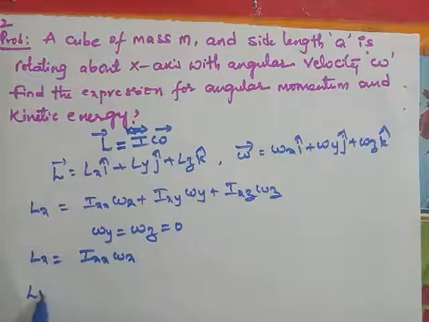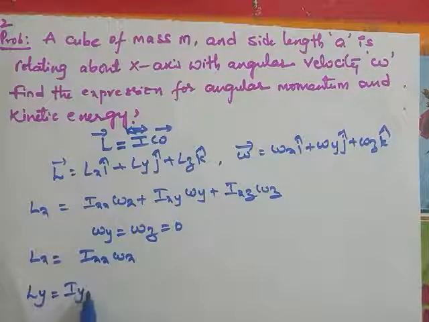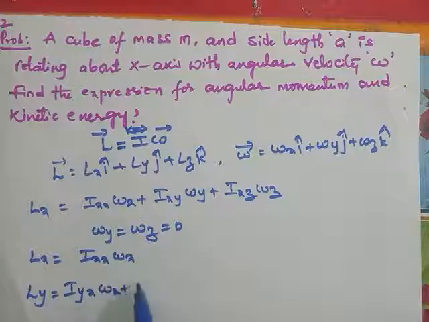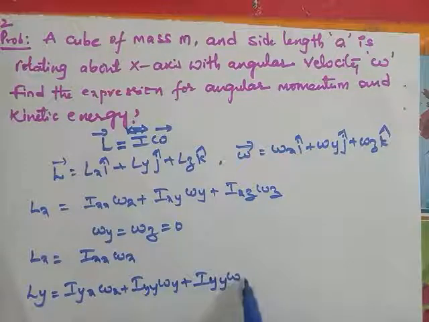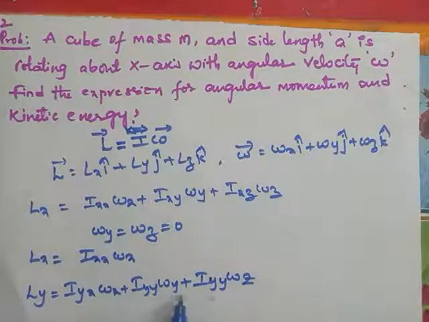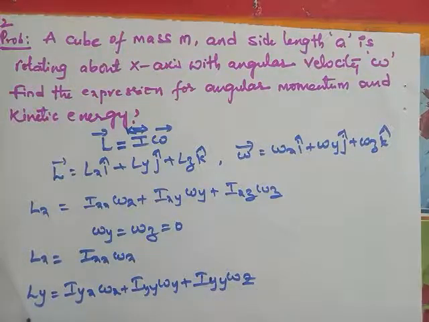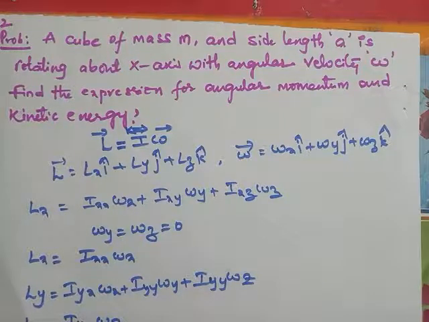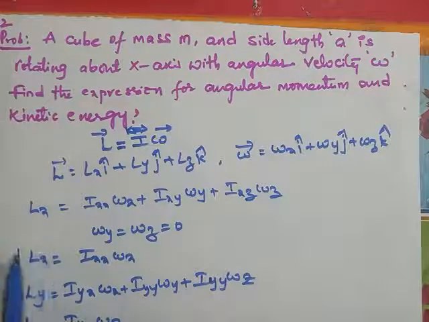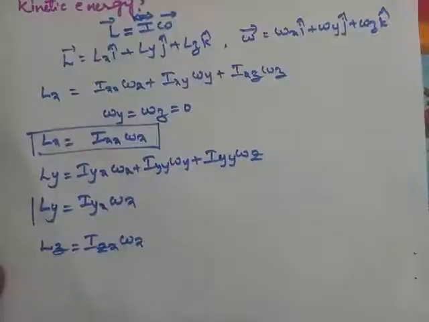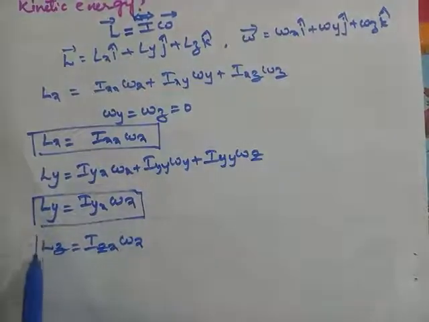And what about Ly? Here Ly can be written as Iyx omega x plus Iyy omega y plus Iyz omega z. But here omega y and omega z become 0. Finally we'll have the term Ly equal to Iyx omega x. And similarly, what about the Lz term? Here Lz has only the x component, Izx omega x. Here we got three components. So this is one component, this is one component, and this is one component.